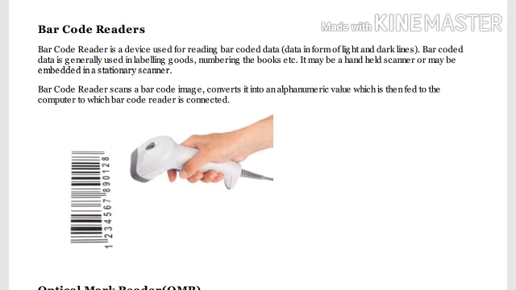It may be a handheld scanner or may be embedded in a stationary scanner. Barcode reader scans a barcode image, converts it into an alphanumeric value, which is then fed to the computer to which barcode reader is attached. Figure shows the barcode reader.